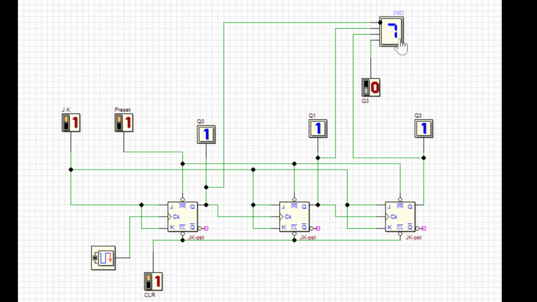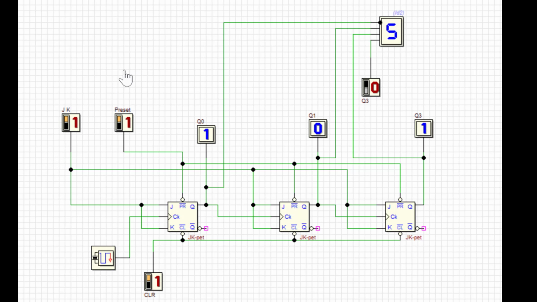Again it goes to 7, which means all ones, 6 means 1 1 0, 5 means 1 0 1, 4 means 1 0 0, 0 1 1 will be 3. So wherever I want I can stop. Let me stop and let me show you. So I stopped here. My J equals 0, K equals 0 now. That means it will be in the memory state. I can reset my memory to 0 by using clear. Again I can start from down counting 7, 6 and so on.